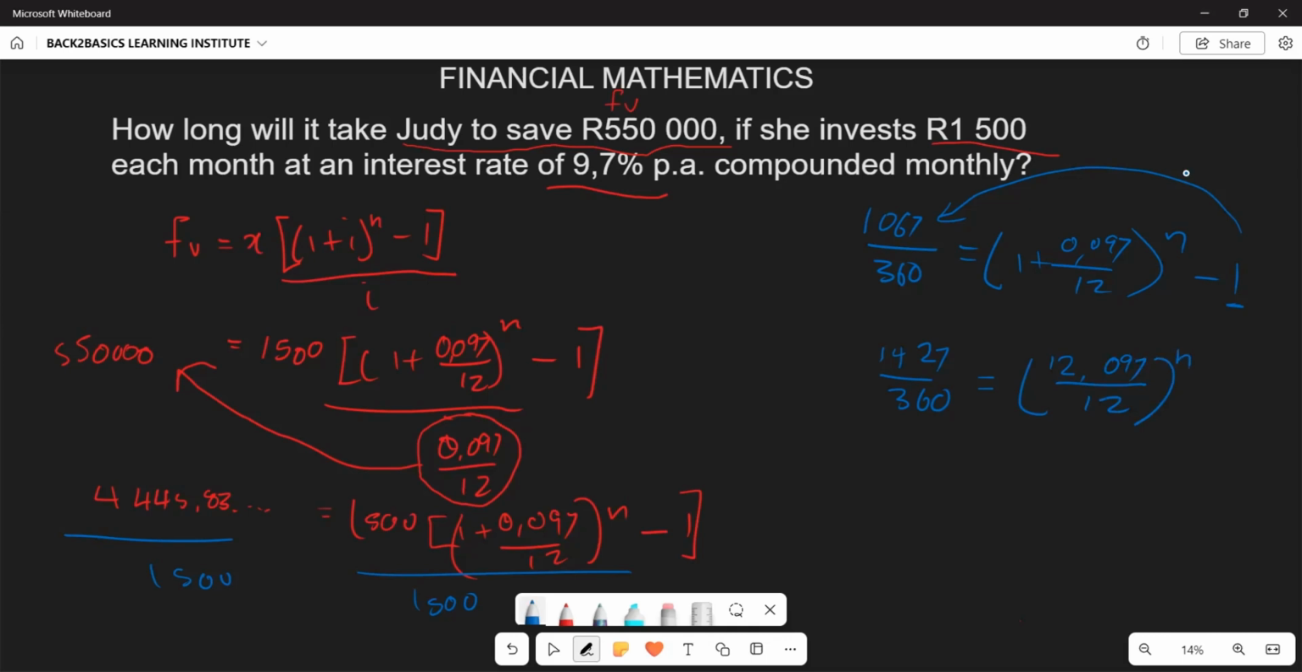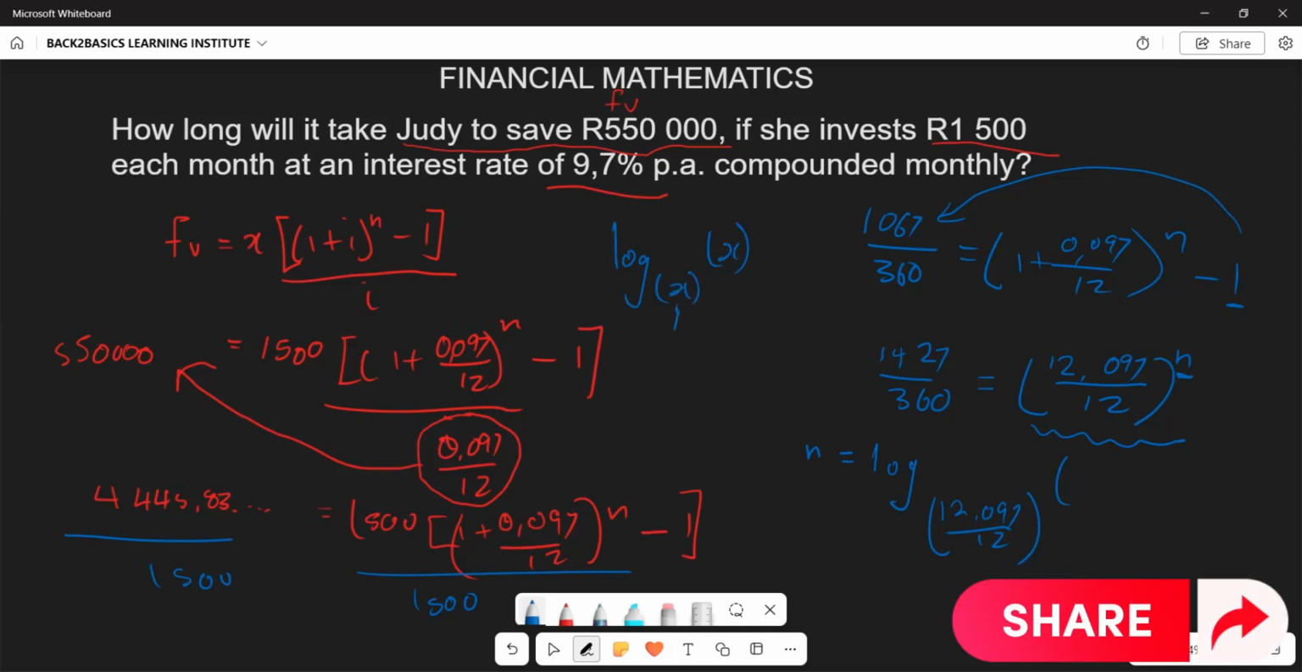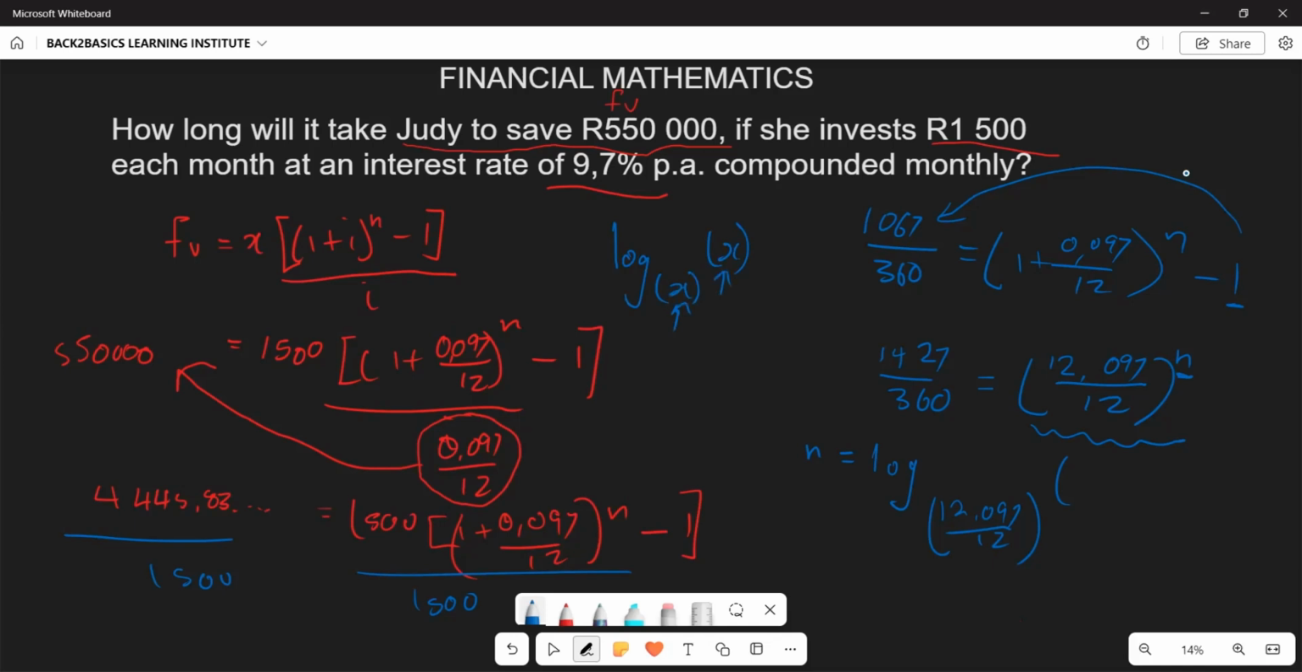From here, we are going to apply our logs. So n is going to be log base 1.097 over 12 of this other bracket. Because this is the base of the exponent n, it comes into your base. In your calculator, you are going to use a formula almost like this. Yes, there is no x, but I'm just showing you where you are substituting these values.